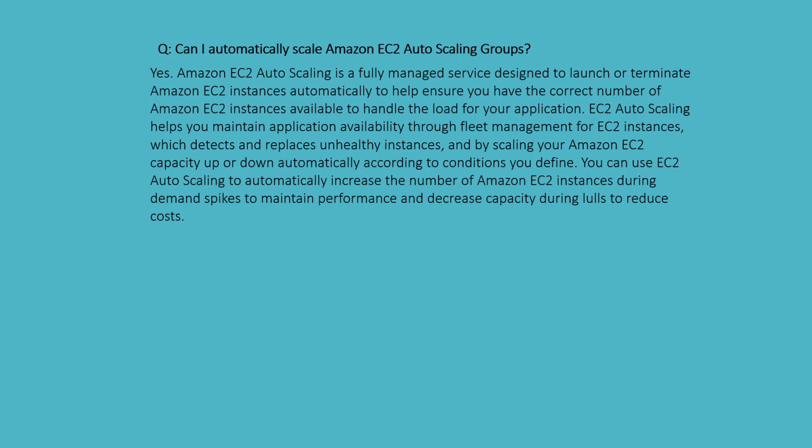EC2 Auto Scaling helps you maintain application availability through fleet management for EC2 instances, which detects and replaces unhealthy instances, and by scaling your EC2 capacity up and down automatically according to the conditions you define. You can use EC2 Auto Scaling to automatically increase the number of Amazon EC2 instances during demand spikes to maintain performance, and decrease capacity during lulls to reduce cost.